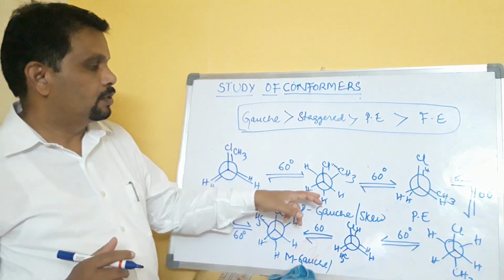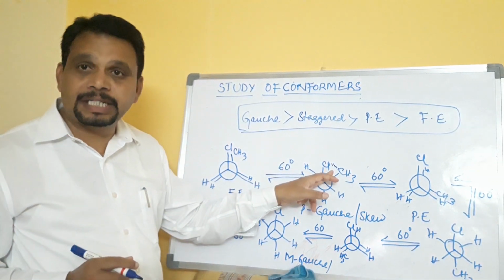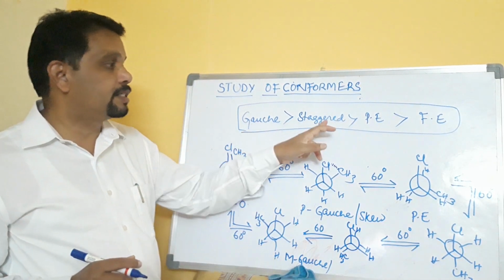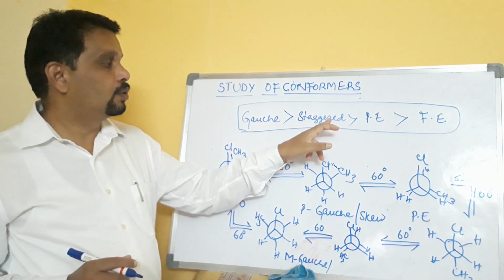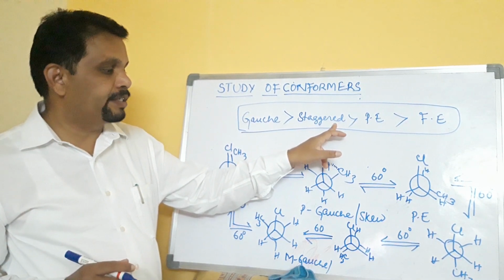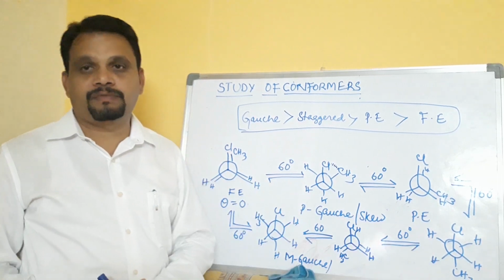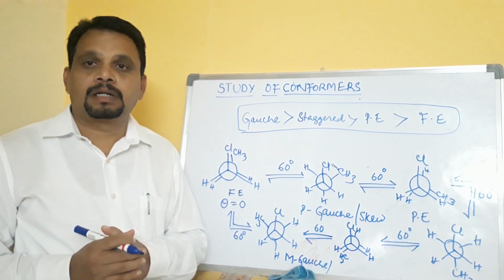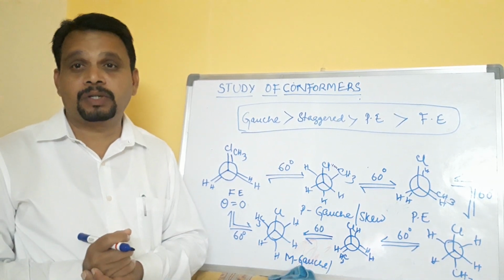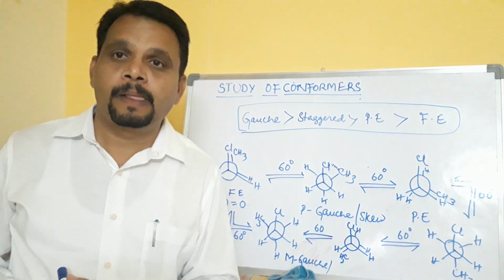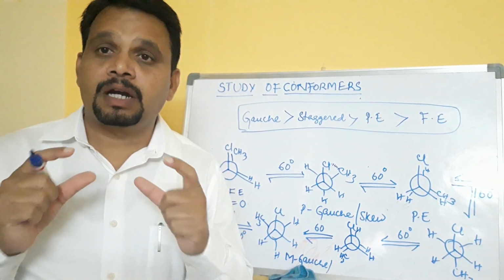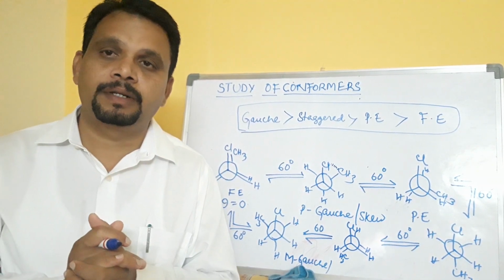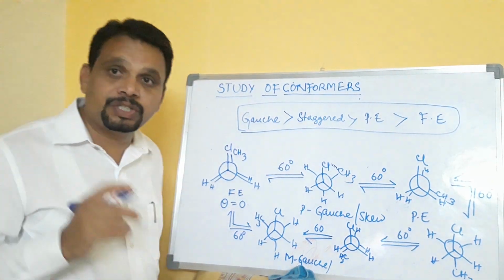Okay, so because of van der Waals attractions, the gauche conformer is more stable than the staggered conformer, even though there is no destabilizing factor in the anti-conformer. Because van der Waals attraction contributes stability to the molecule, you need to remember that one. Van der Waals attractions contribute stability to the molecule. So that is the important point you need to understand.